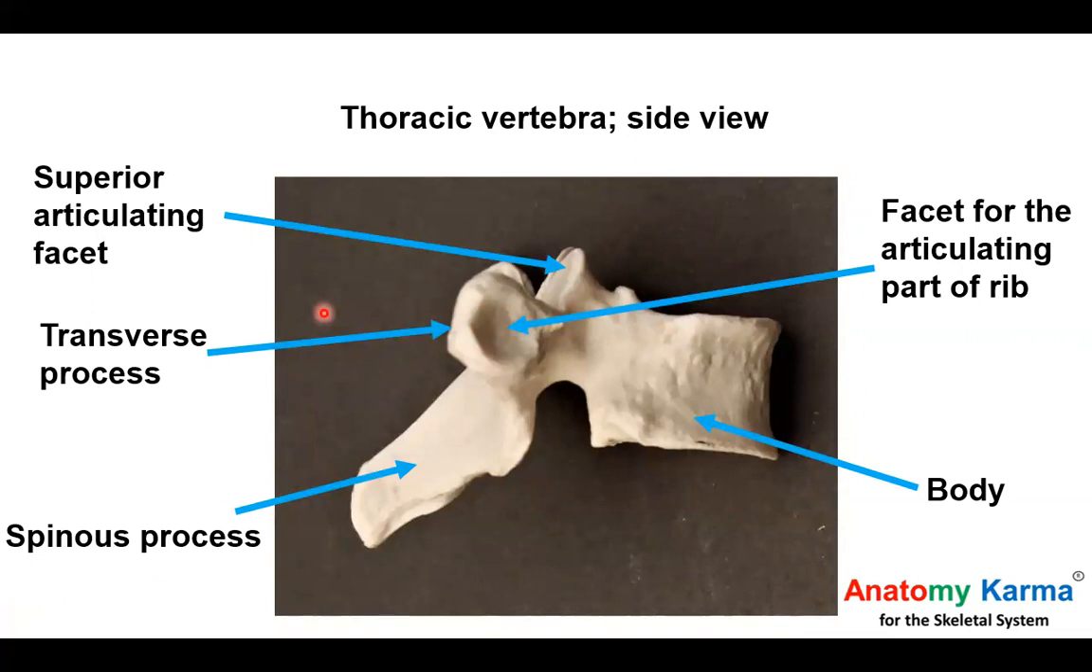When we look at the side view of the thoracic vertebra, again, we have this transverse process now projecting right at us. Here is the facet for the articulating part of the rib. We also have the superior articulating facet, which is articulation with the next vertebra. So superior articulating facet rounds out the challenging parts on the side view of the thoracic vertebra.